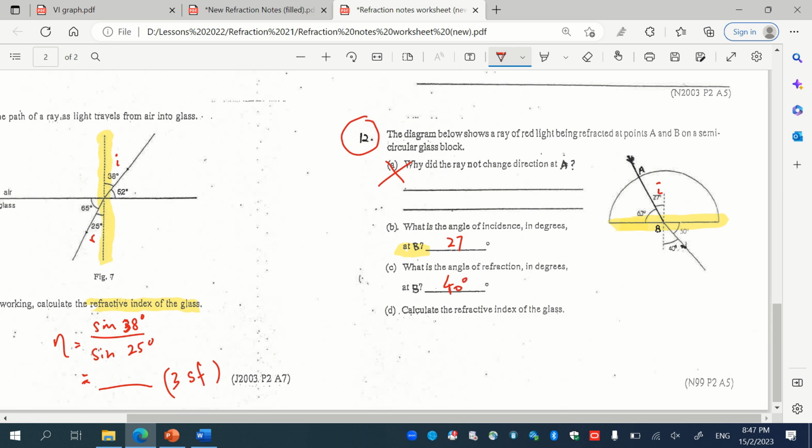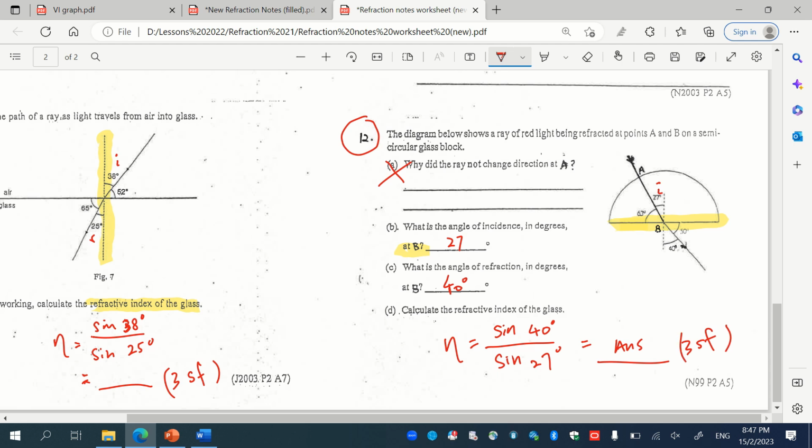Okay. Now calculate your refractive index of the glass. Sine what over sine what? Sine bigger angle 40 over sine 27. Problem solved. Okay. Answer must be in 3 significant figure.